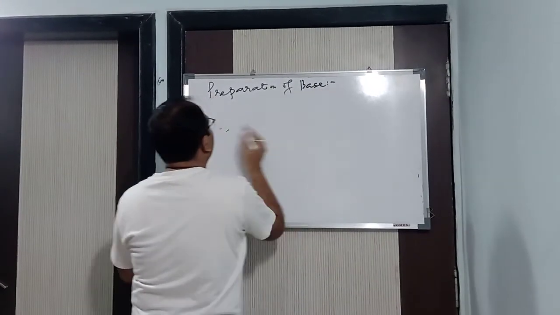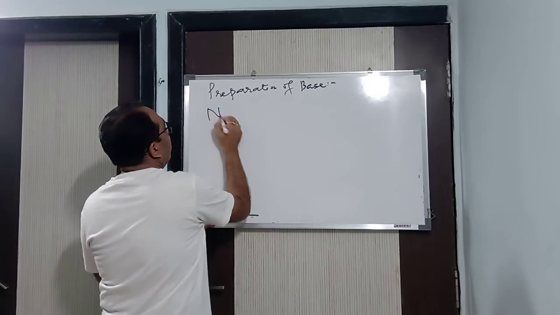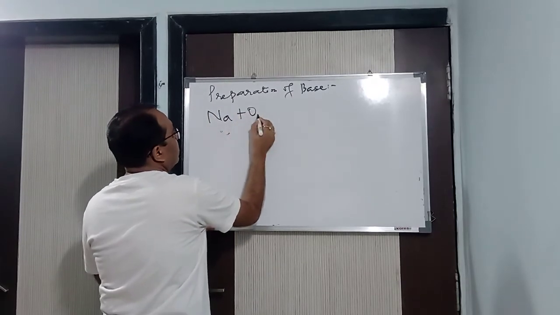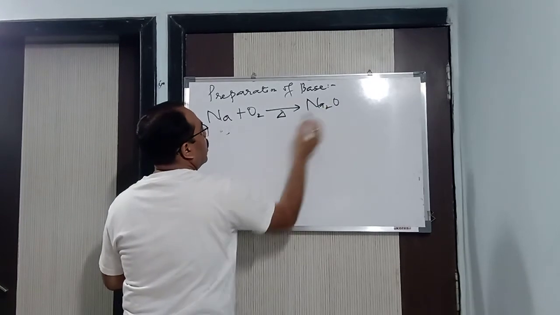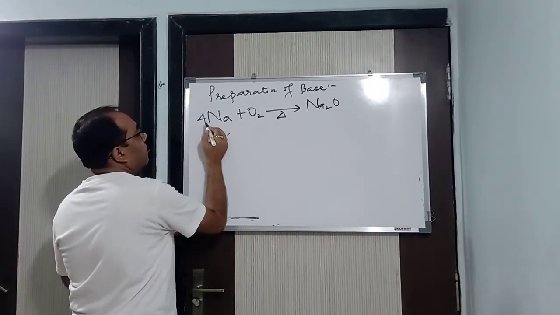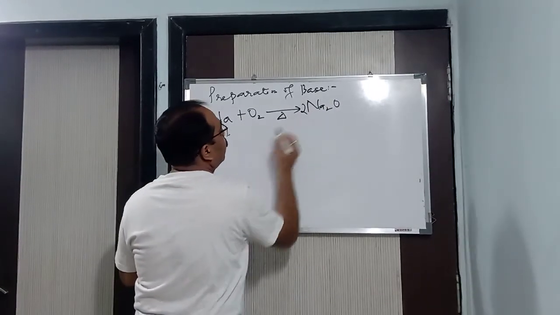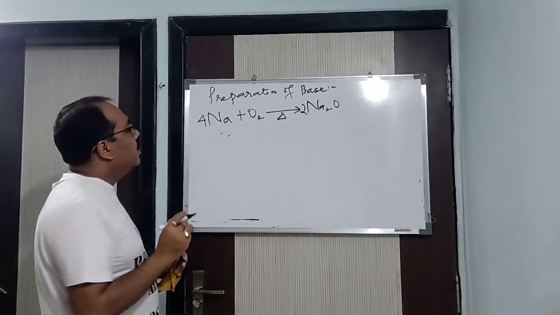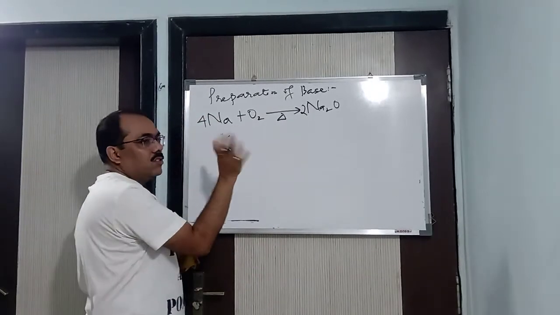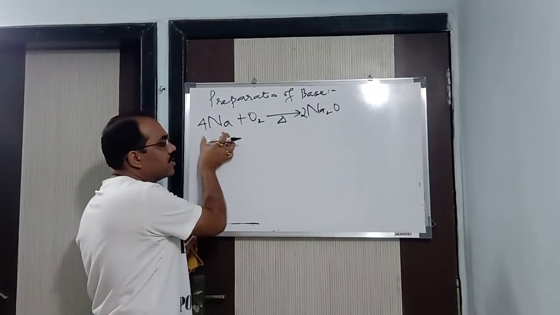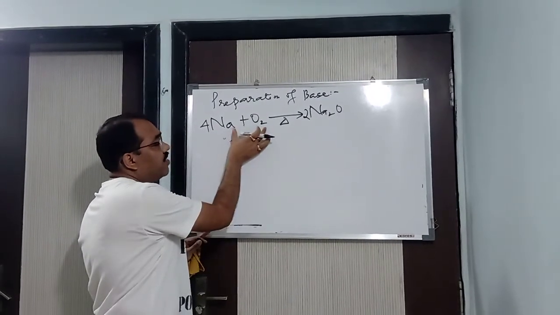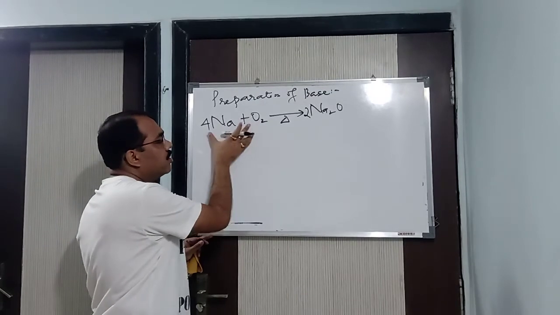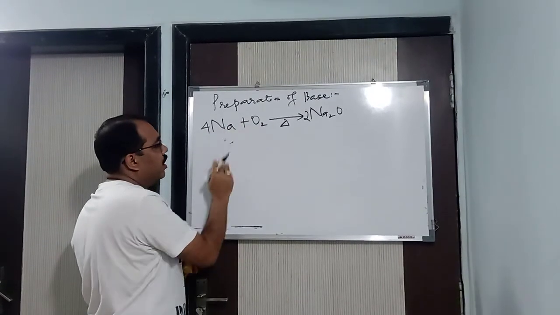Metals, alright. When metals react with oxygen, when heated with oxygen, let us say sodium, it will form Na2O. 4Na plus O2 will give 2Na2O, we can say that. But this reaction practically is not possible because sodium is highly explosive, highly inflammable. If it is heated with air, it catches fire. So theoretically this reaction is possible, practically it's not possible.